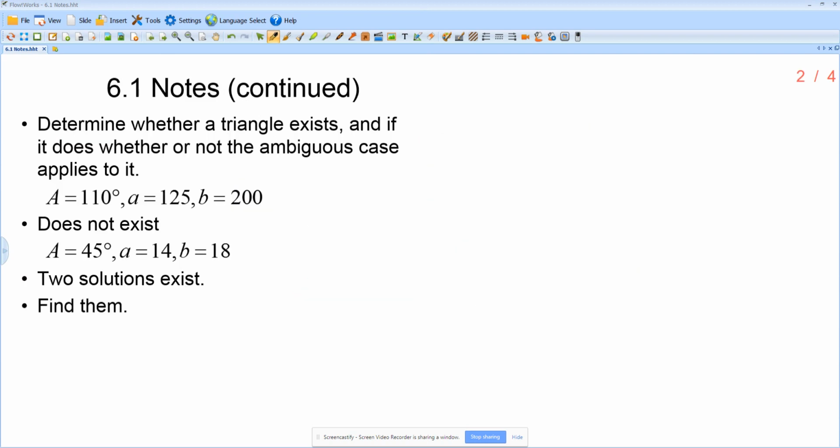Looking at some other examples, just talking about the ambiguous case. Now I put in the answers for you, but let's just act like they're not there. You can't see them. I have A being 110 degrees, so this is an obtuse triangle. In an obtuse triangle, the side across from the obtuse angle has to be the largest side. And the side across from the obtuse angle, side a, is actually less than side b, which means there's no triangle.